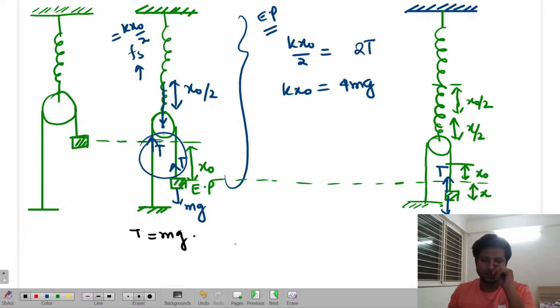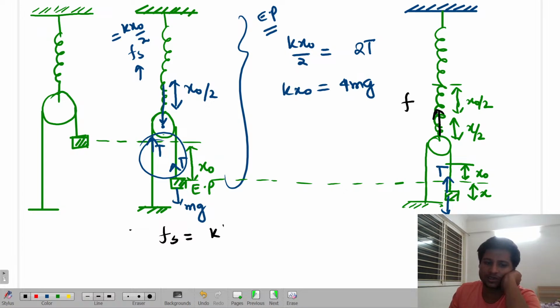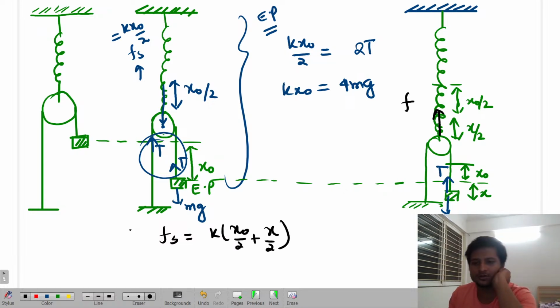But this time, as it is trying to pull it down and down and down, let us try to understand this equation in a much better sense. This spring force over here is how much this time? k times x naught by 2 plus how much? x by 2, or not? If you look into the pulley, the downward force is T, and for the pulley block system, this is how much? T. Are you able to get me?